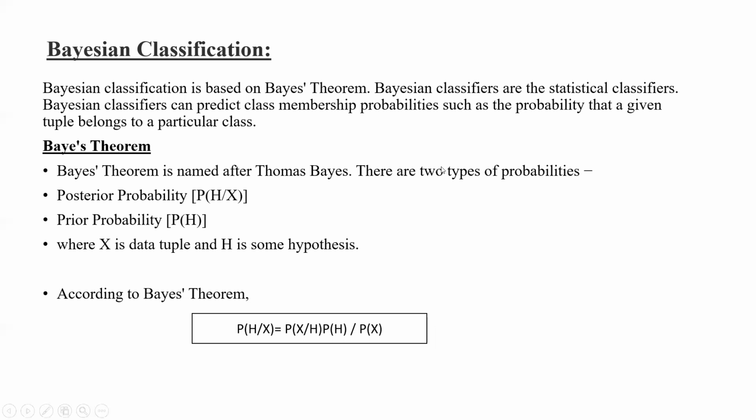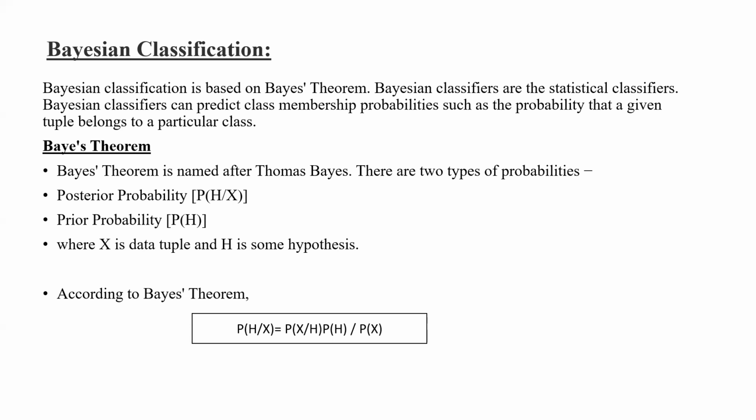The first one is Bayes theorem. The Bayes theorem is named after Thomas Bayes, who was working in probability and decision theory during the 18th century. In order to understand what Bayes theorem actually is, we'll consider a tuple called X. Let X be a data tuple. In Bayesian terms, this will be considered as evidence. As usual, it will be described by the measurements made on n attributes.